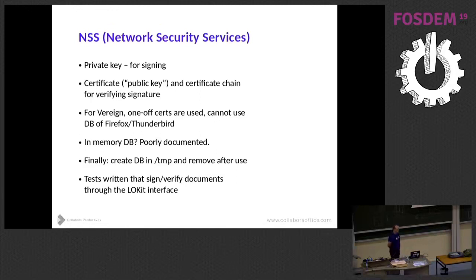The next problem that we had to solve is to use this Network Security Services NSS library with the one-time key that Vereign provides. The problem is that this NSS security library is rather poorly documented. To be able to sign the document and verify the signature, we need the certificate, which is the public key in this concept, the private key, and the certificate chain for the verification.